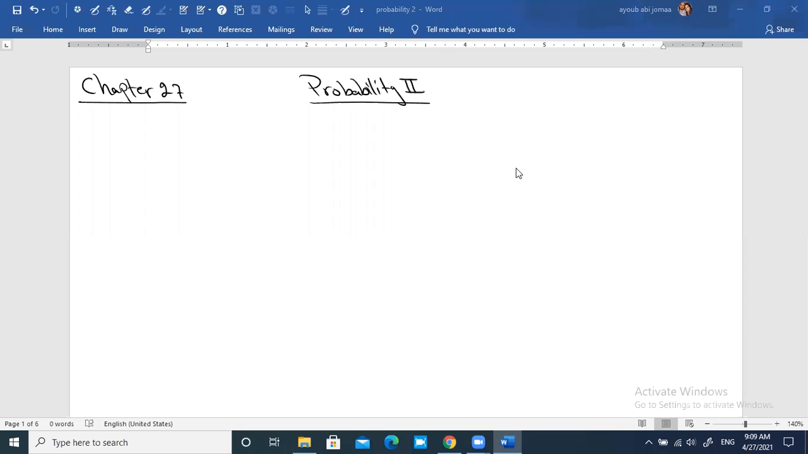Probability 2. In the first chapter, we introduced some definitions: events, sample space, outcome, experiment, operations on events. Now, in this lesson, we are going to calculate or find the probability. We are going to define the probability, and then we are going to put a way to find probability.